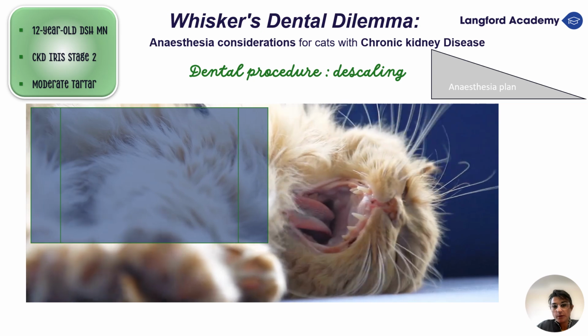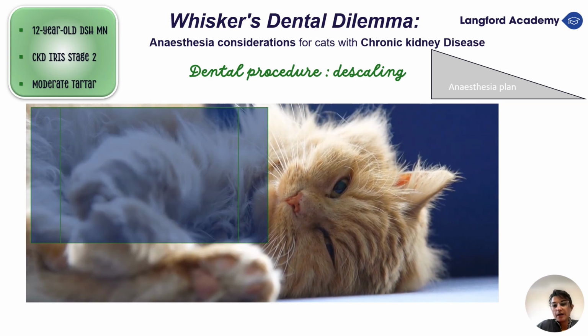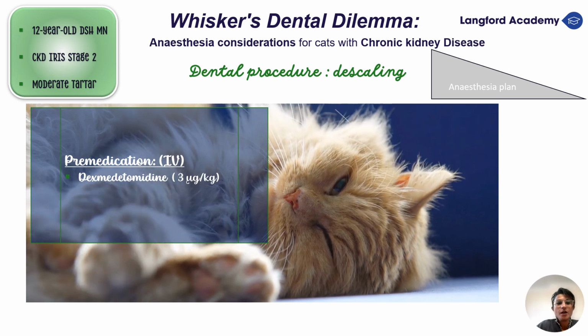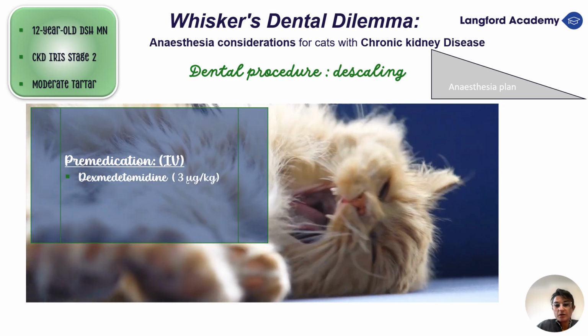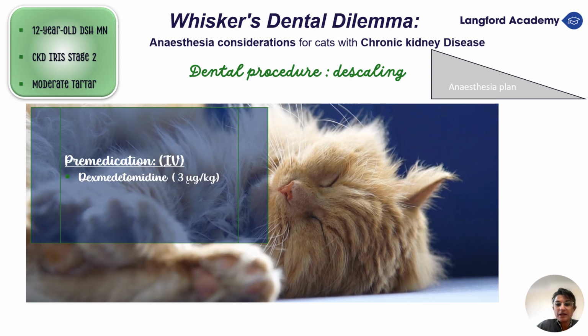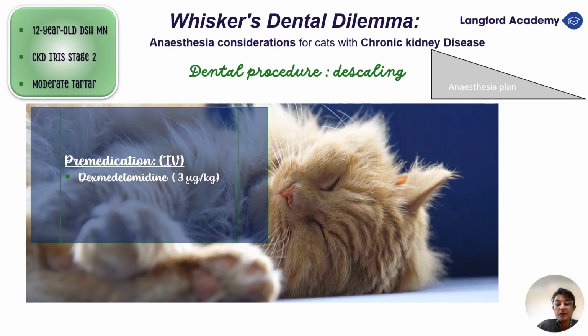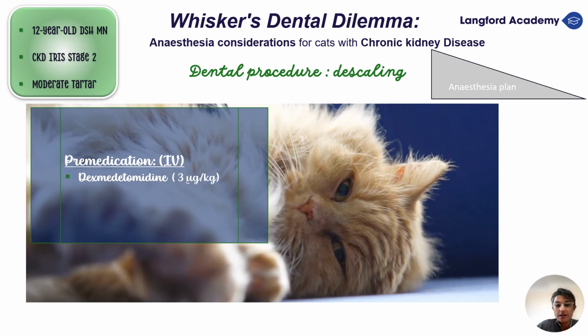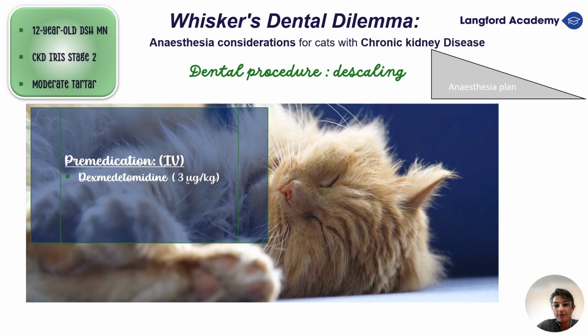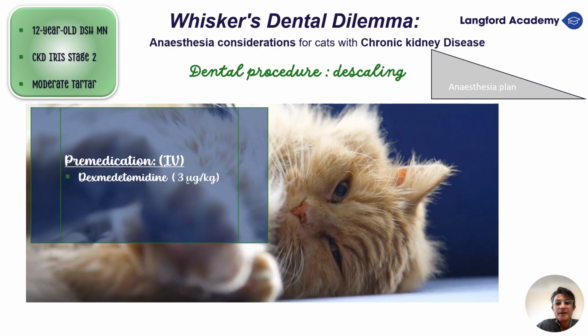So moving on to the anesthesia plan. This patient would probably be compliant enough to place an IV catheter in a calm situation. So you probably could just give all the premed drugs IV. I would recommend giving dexmedetomidine at 3 micrograms per kilo because it's a good analgesic, a good sedative, and also because it increases the blood pressure a bit, which could be helpful because, as we said, we want to maintain the blood pressure slightly higher.